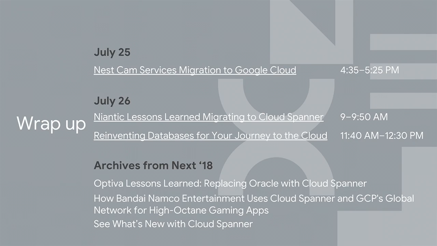Sorry. Other things to wrap up. Tomorrow, there's a talk on how Nest camera services moved to Google Cloud. They were originally on Amazon when Google acquired them, and they've just completed a massive migration. So all the camera services, all your recordings on Nest are now on Google Cloud. Niantic are going to talk about moving to Cloud Spanner. Niantic are the people behind Ingress and Pokemon Go, and reinventing databases for your journey to the cloud. In the archives from yesterday, there was Optiva, who migrated from Oracle to Cloud, and their lessons learned. Bandai Namco, how they're using Cloud Spanner, and the session that I just mentioned, What's New with Cloud Spanner, which is happening right this minute.